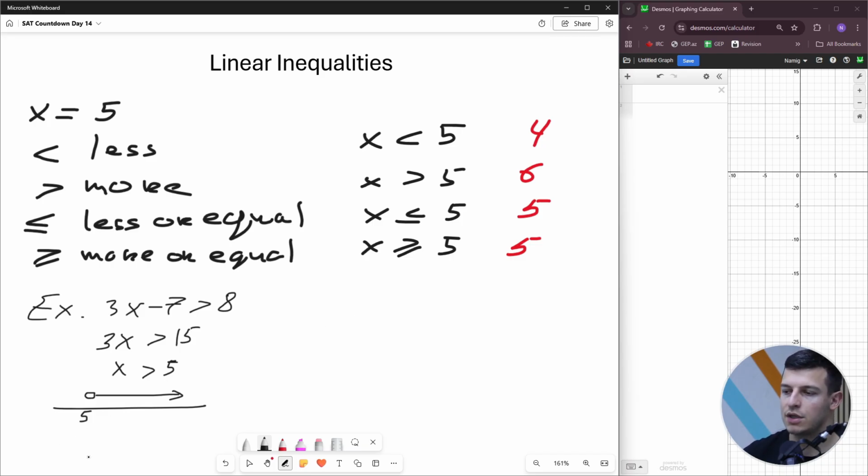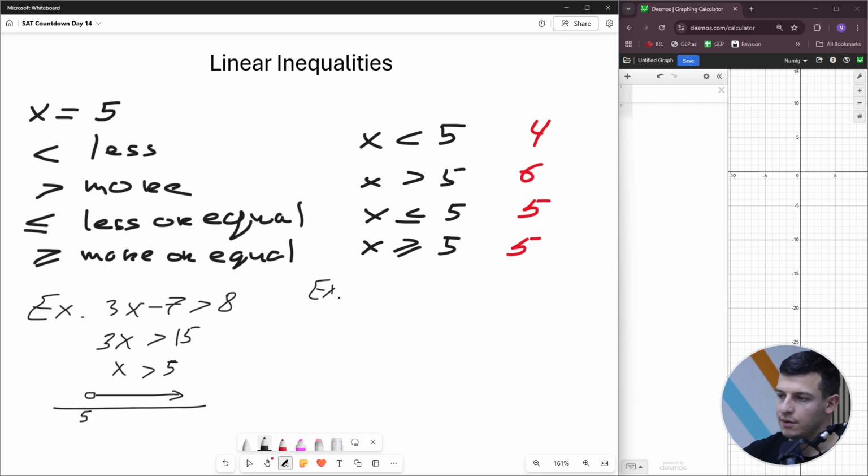You can always check your answers to find out if you did it right or not by plugging in numbers, either on the correct side of the solution or on the wrong side. For example, if you want to disprove it, you can put 0. If you put 0, you will get -7 greater than 8, which is a false statement. So that kind of supports your idea.